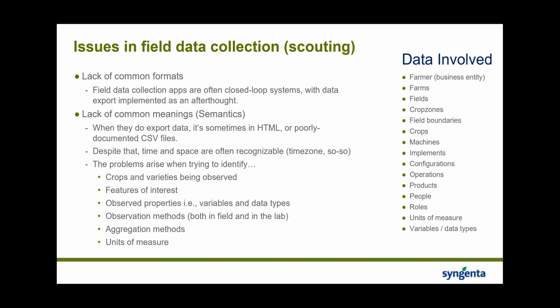And again, the problems arise when we're trying to identify things like the crops and varieties being observed, and features of interest. Are you measuring something in the air? Are you measuring a sample in a leaf? Things like that. Then the observed properties, observation methods, aggregation methods of your data, and units of measure. Again, quite complex.